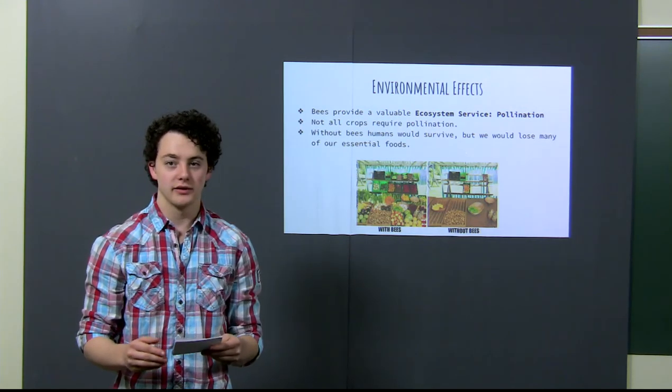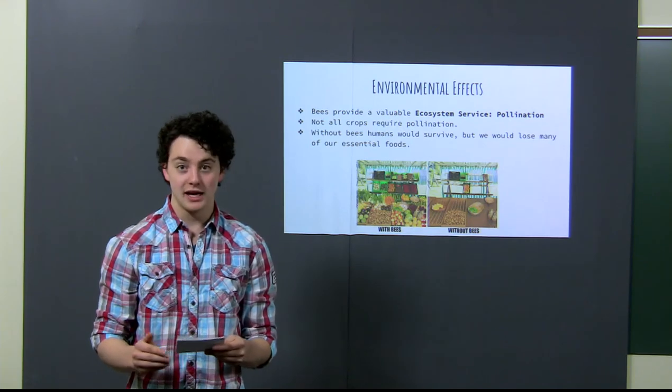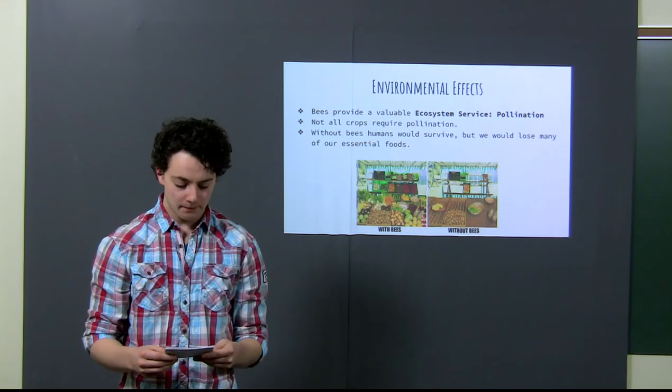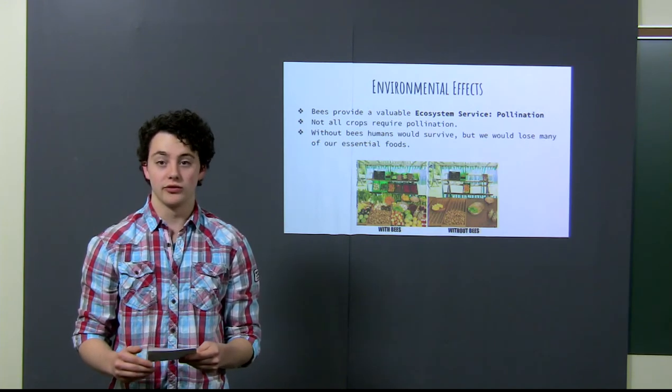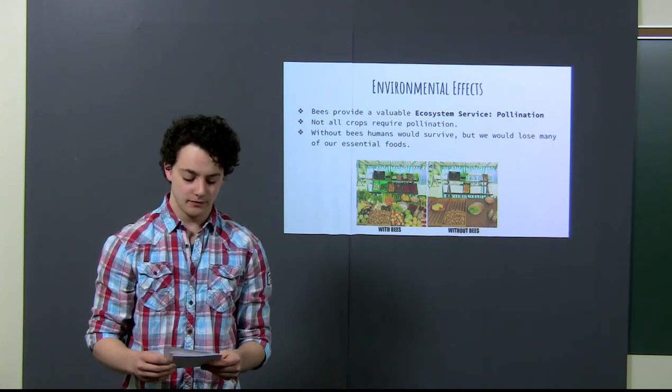Now, bees provide a valuable ecosystem service, pollination, which is the process in which pollen is transferred to the female reproductive organs of a plant, thereby enabling fertilization to take place. Not all crops require pollination, but the majority greatly depend or greatly benefit from animal pollination.